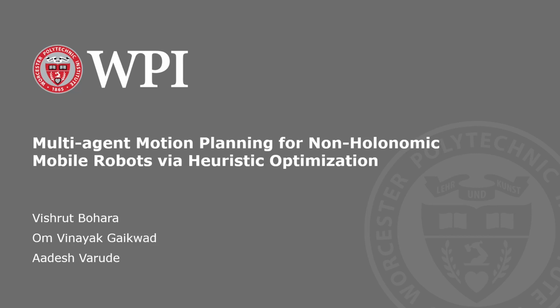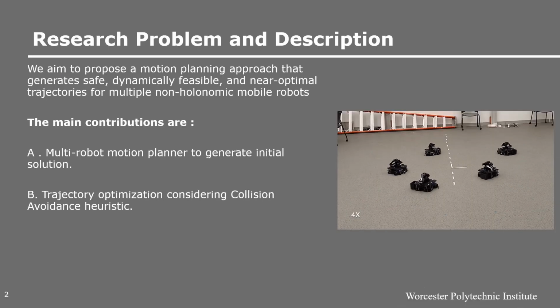Hello. Today we are going to present our project Multi-Agent Motion Planning for Non-Holonomic Mobile Robots via Heuristic Optimization. The team members are Vishrut Bohara, Vinayak Gaikwad, and Aadesh Varude. The research problem and the description statement is defined as below.